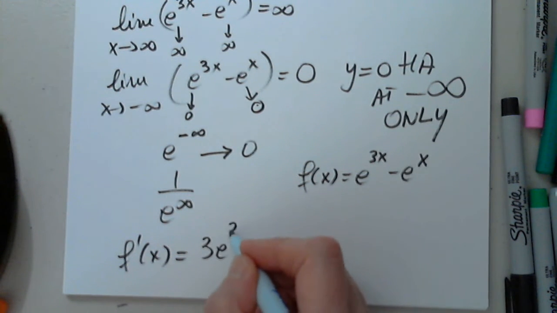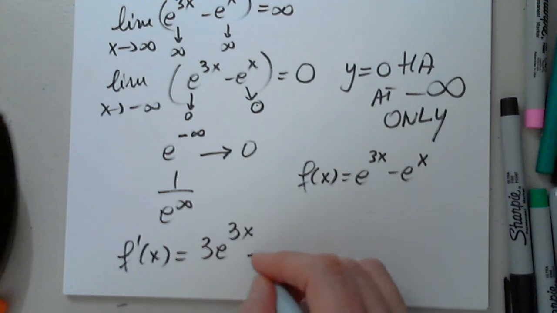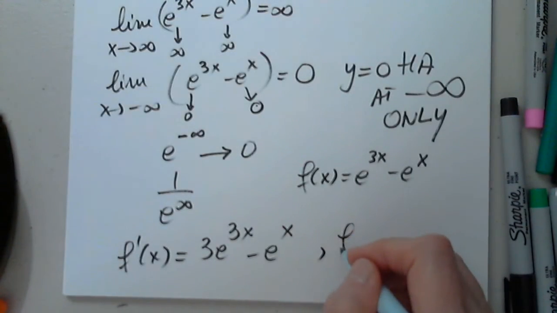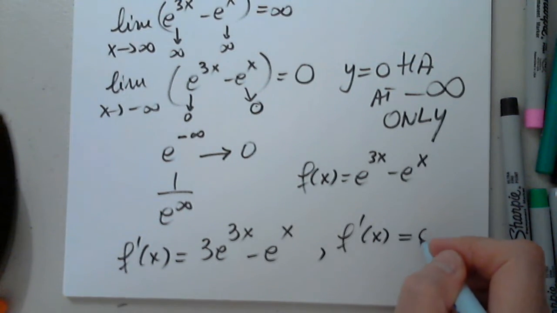The derivative of e to the 3x is 3e to the 3x. Very good. And the derivative of e to the x is e to the x. Okay, we have to set this equal to 0. We know it's always defined. E to the x and e to the 3x are never undefined. So I have f prime of x equals 0.